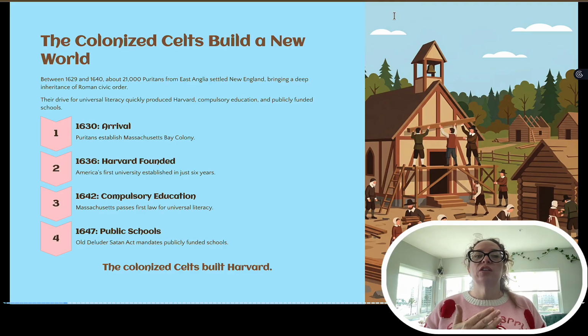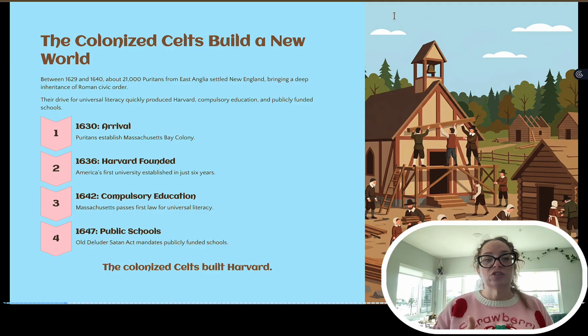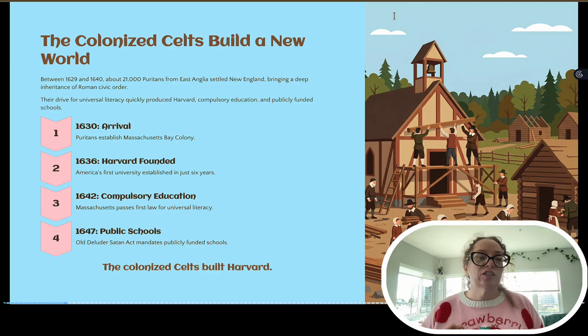So the first law in the history of the English-speaking world requiring public-funded schools. Okay? That's how much these people valued reading and education. So think about that sequence. 1630 to 1636, 1642, 1647, arrive, university, compulsory publicly funded schools, 17 years. Okay? Now, I want you to understand what that speed represents.